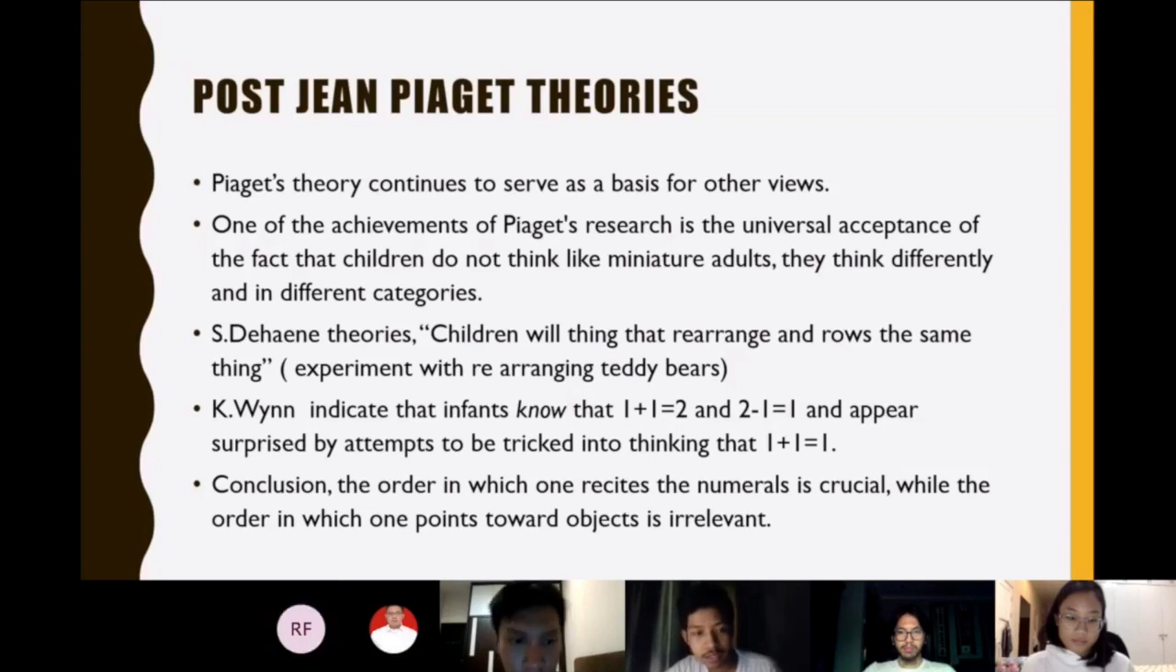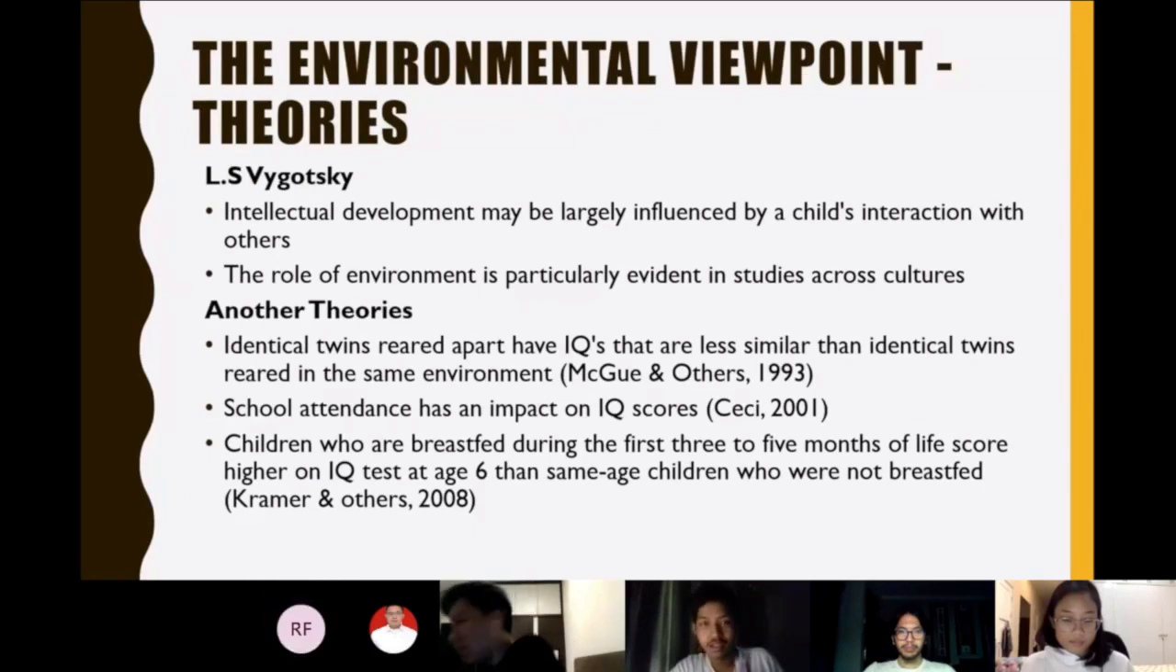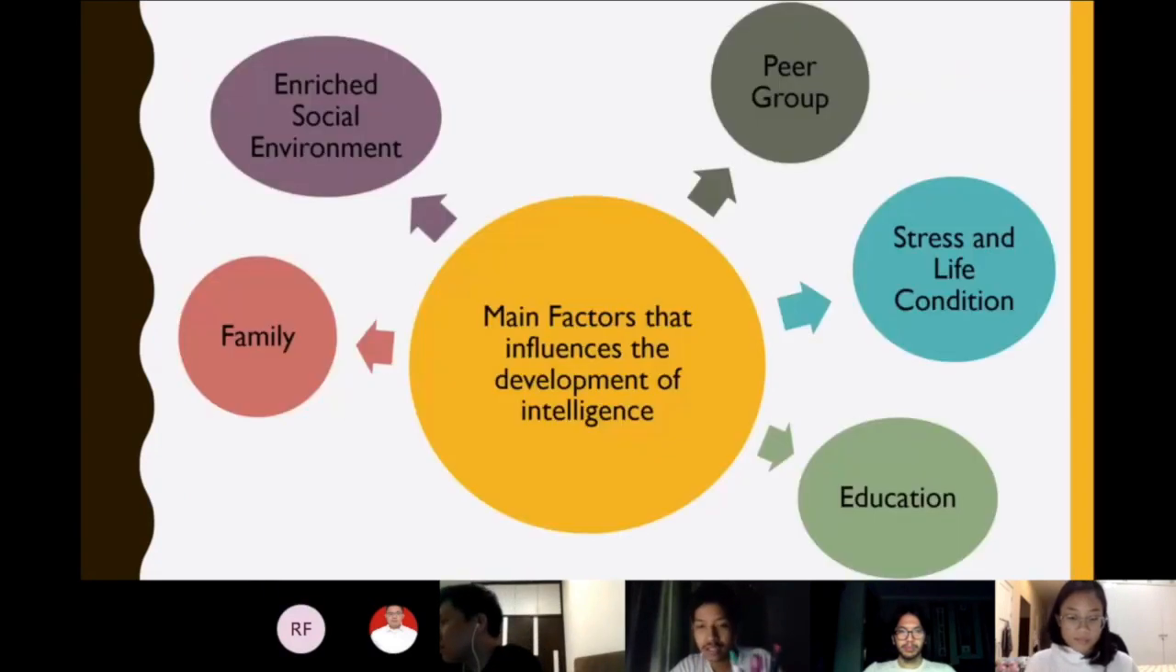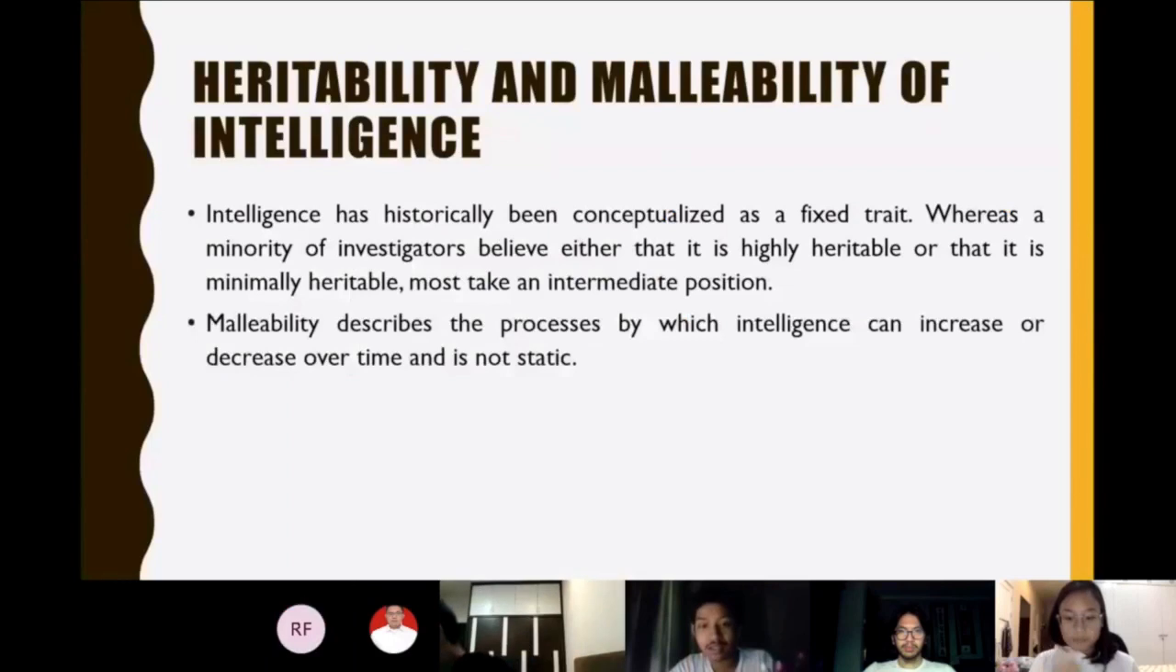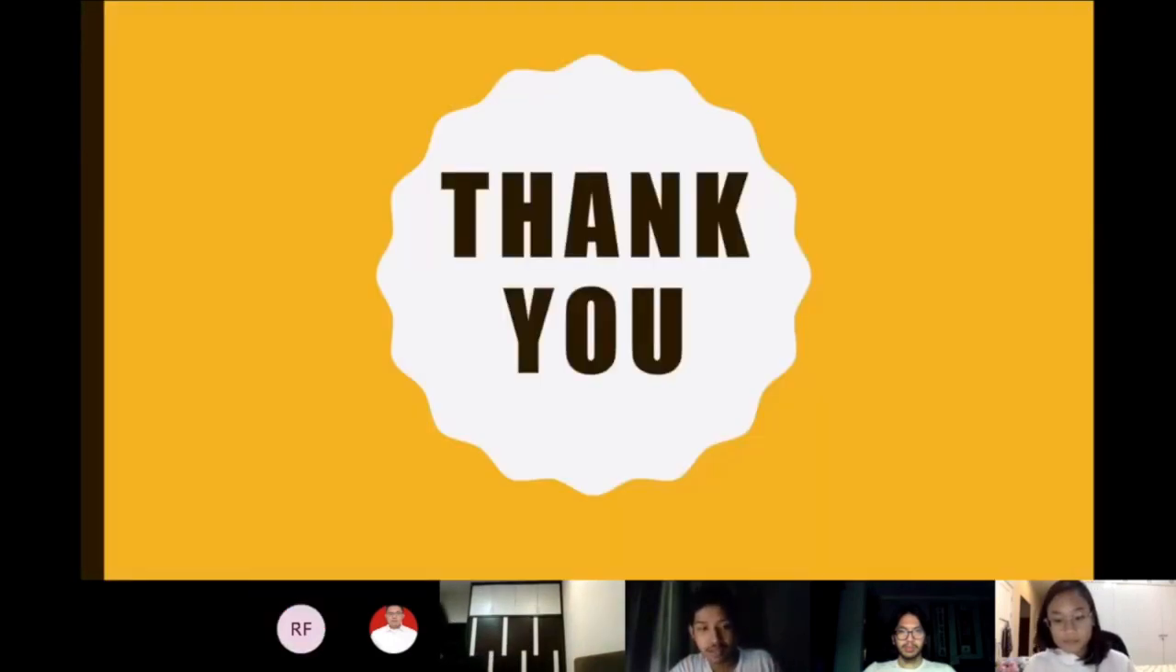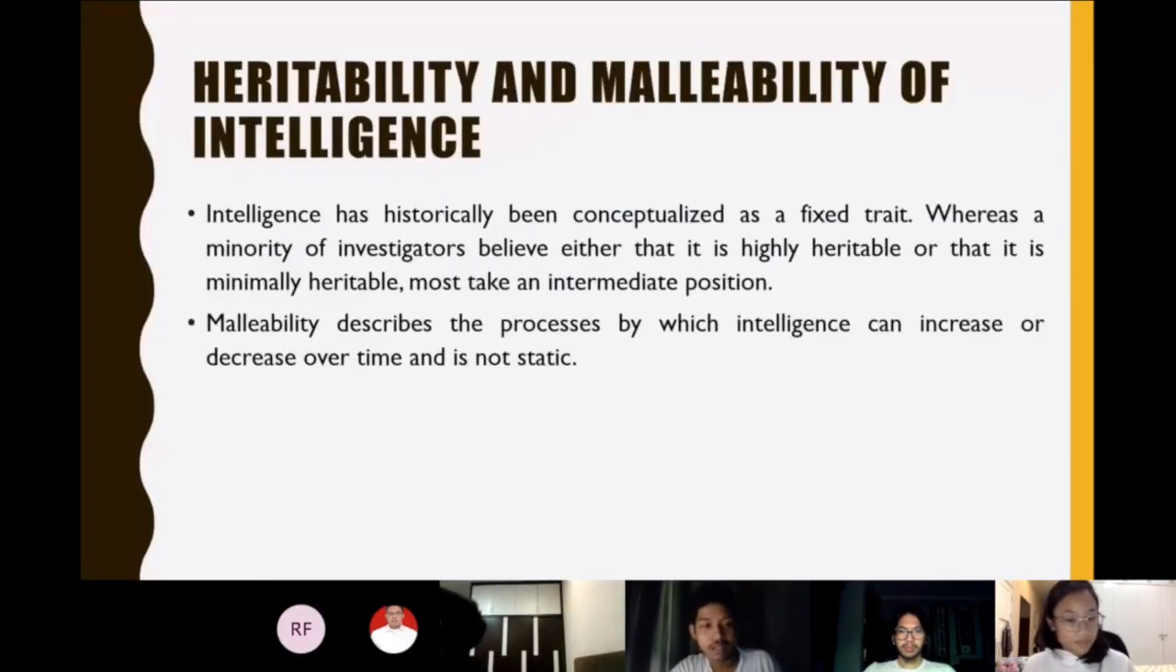The first one is Sandy Dane. So he took three different bears, for instance, bear A, bear B, bear C, and then he showed them to the children. Then he took the three bears back, randomly rearranged them, and gave them back to the children, and the children said that it is the same.